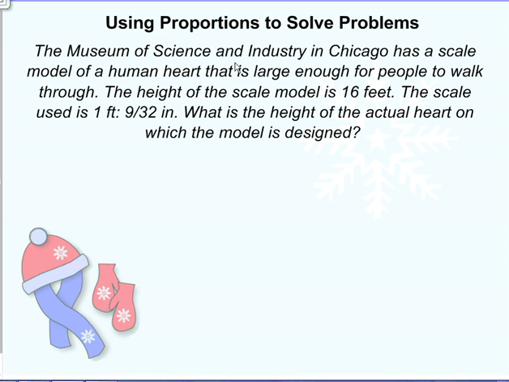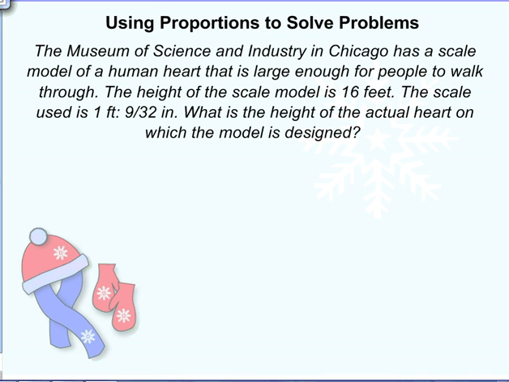So for example, the Museum of Science and Industry in Chicago has a scale model of a human heart that is large enough for people to walk through. The height of the scale model is 16 feet. The scale used is 1 foot for every 9/32 of an inch. What is the height of the actual heart on which the model is designed? So in this case, we have to set up a proportion.